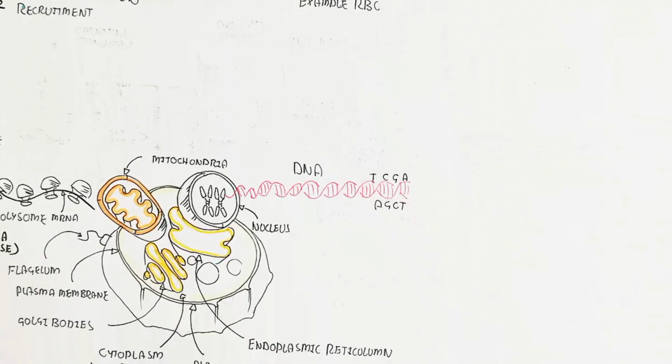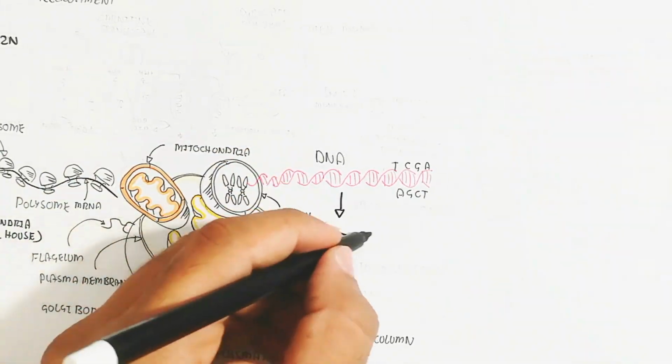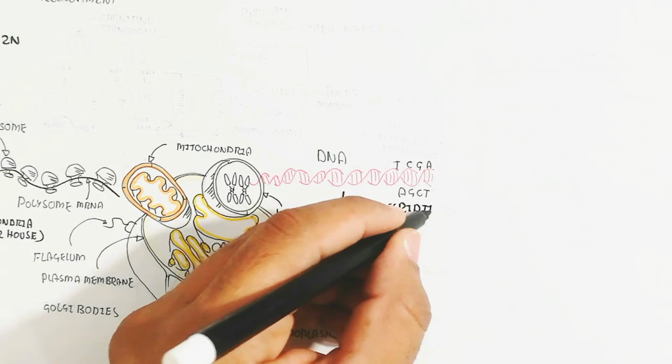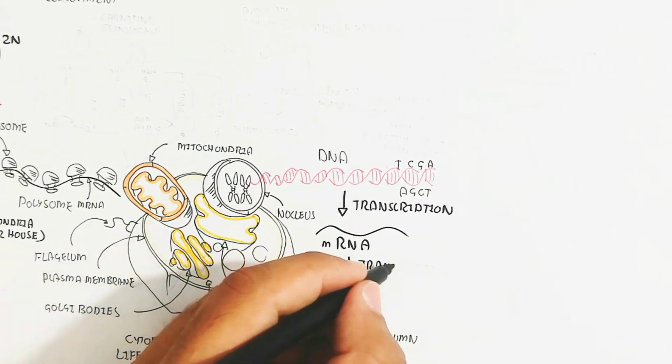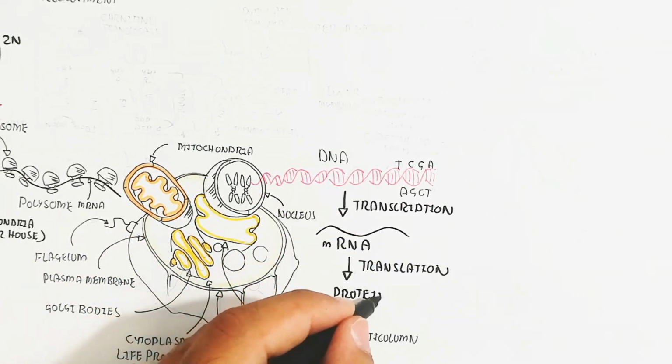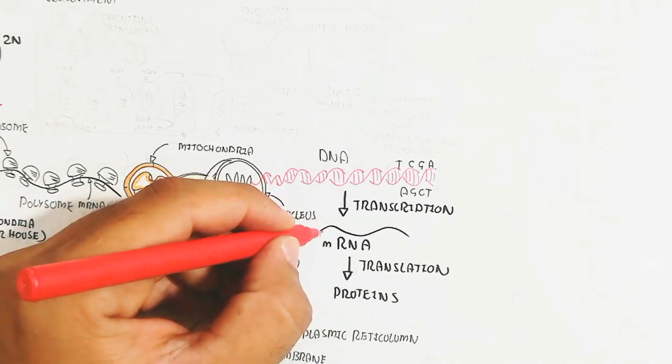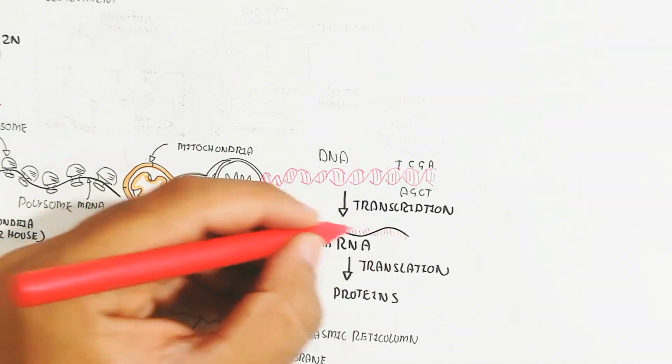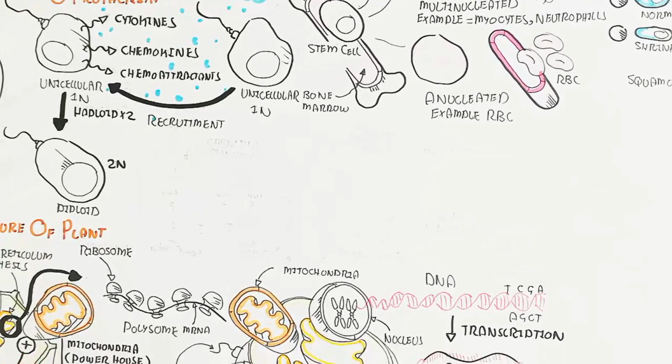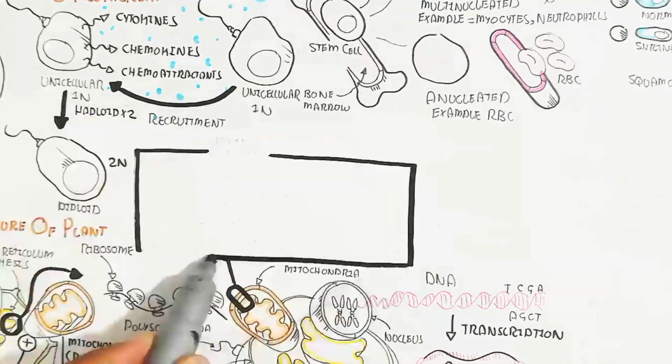DNA is made up of thymine, cytosine, guanine, and adenine. Thymine always bonds with adenine, and this hydrogen bonding gives rise to the helical structure of the DNA. Transcription will produce the mRNA, and mRNA will be translated into the protein.